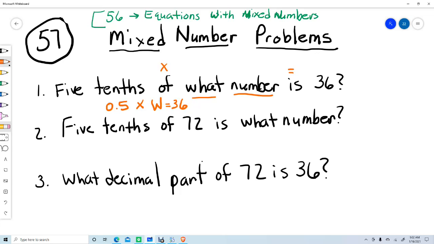Number 2, 5/10, again, 0.5 of is multiplication. The number 72 is, equals. What number is W? This is the hardest part I find, is getting from the word problem to the math problem. Once you get there, most of you can figure out how to solve it. It's your same old rules for algebra equations. Number 3, what decimal part? Okay, so now we're looking for the decimal, and we're going to start with the letter W, the variable W. Of multiplication, 72, that's equals 36.